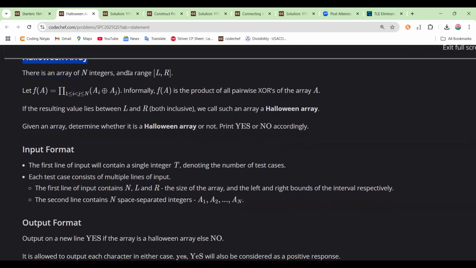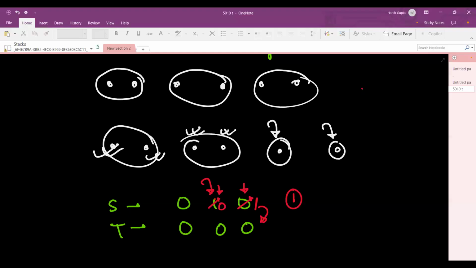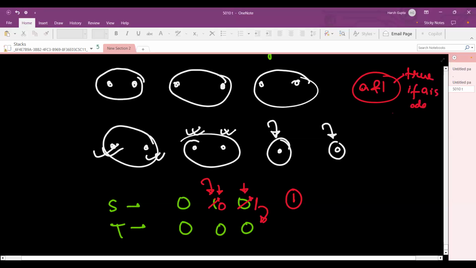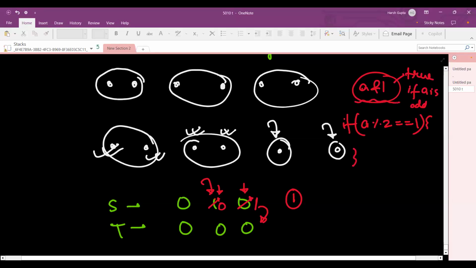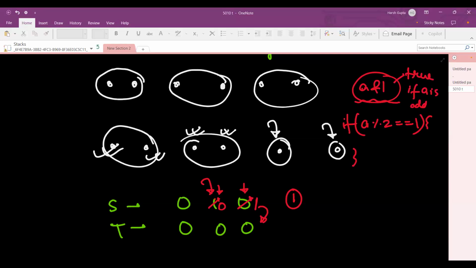There is an array of n integers and a range L to R. Okay, what was that? So a AND 1 basically means to check whether the number is odd or not. If I am doing a AND 1, this basically returns true if a is odd. The other method that you can do is you can check if a modulo 2 is equal to 1. If this is the case, then you can run that loop. So this is basically a method to check whether the value a is odd or not. Okay, cool. Great.